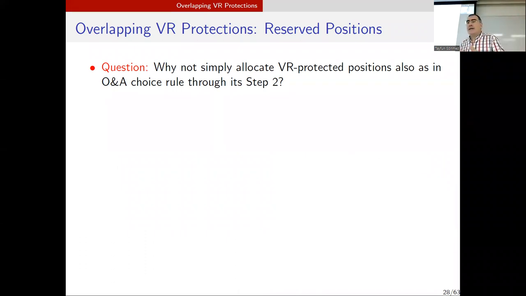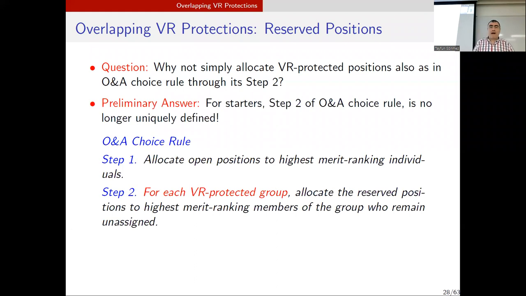Why not simply allocate VR protected positions also as an over and above choice? Right? Why not? Now, first of all, for starters, step two of over and above is no longer uniquely defined. What was over and above? You first allocate open positions. Then for each VR protected group, you allocate the reserve positions to highest ranking members of the group who remain unassigned. Now, when VR protected groups were non-overlapping, this was making allocations in parallel for several categories. So this is uniquely defined. But now that there are overlaps, this is not.